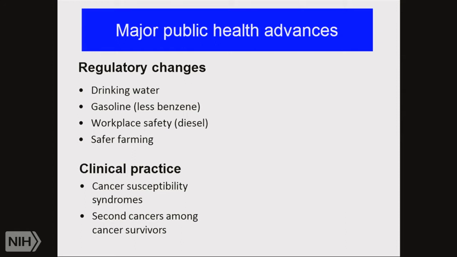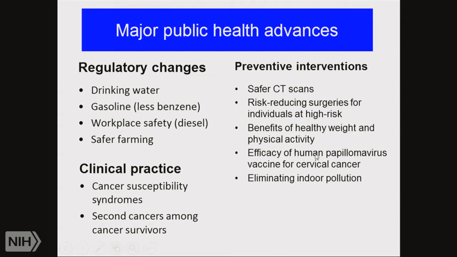So we investigate cancer susceptibility syndromes on the genetic side, second cancers among cancer survivors, preventive interventions, the radiation epidemiology branch investigates the impact of medical radiation, et cetera, et cetera. During the last year, a large study has been launched to investigate whether two or one doses of HPV vaccine is as effective as three doses. And you can imagine that this has an enormous impact on public health. If you can prevent cervical cancer by doing only one vaccination, it's much, much easier, less expensive, and easier to implement than two or three injections.